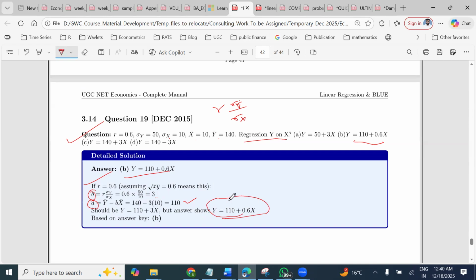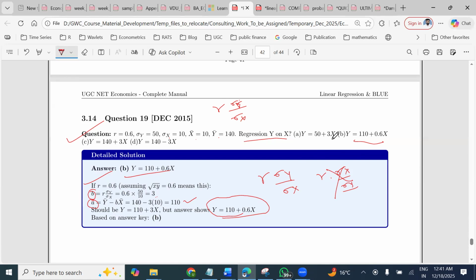Yes. What you should know? Only this you should know: R equals sigma y. But if you get confused, some people put sigma x upon sigma y. Then your answer is incorrect. Okay? If you make this blunder, you are going to get the wrong answer. Are you getting my point?